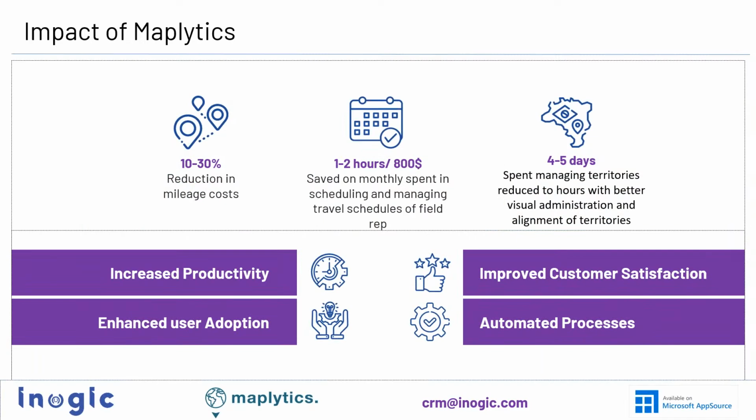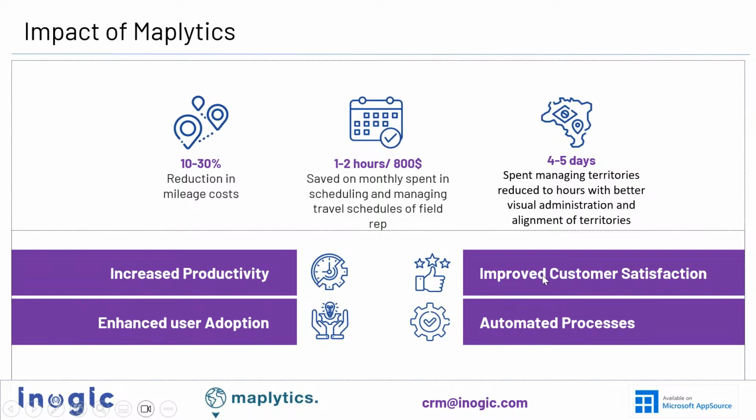Now let's start with the impact of Maplytics. Through the feedback of our customers, we have found that there is a reduction in mileage cost of up to 30%. Traditionally, when a salesperson visited the field, there was a lot of back and forth on the ground as well as during the planning and optimization of the route. That has been reduced by more or less 30%, and the time that a salesperson used to spend on scheduling or managing travels has been reduced to near 15 minutes. And I'll show you how we have done it.